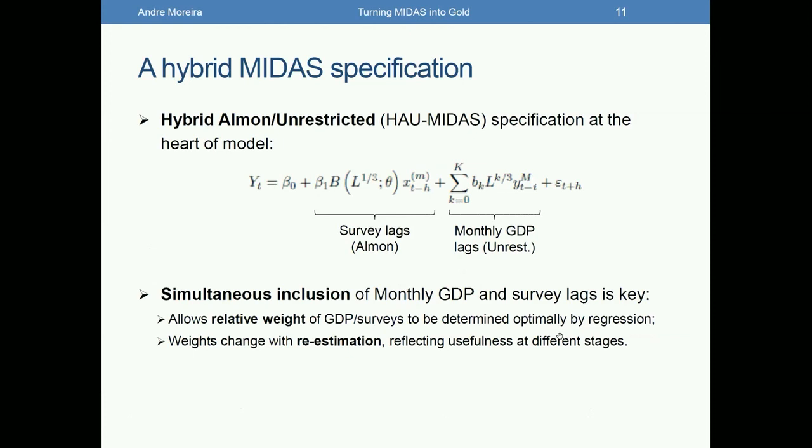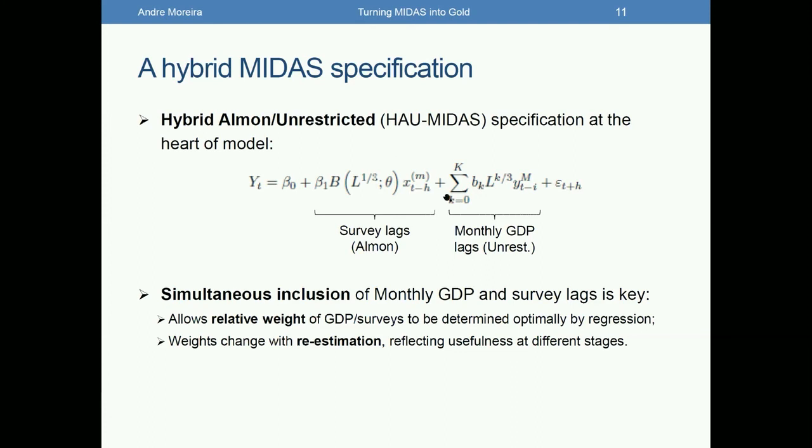So what is it exactly that we do? This is the essential building block of the model. It's this hybrid specification. It's a MIDAS regression where you combine two things in the same regression. You include lags of your business survey, and at the same time you include lags of monthly GDP growth, and your target variable is quarterly GDP growth on the left-hand side.